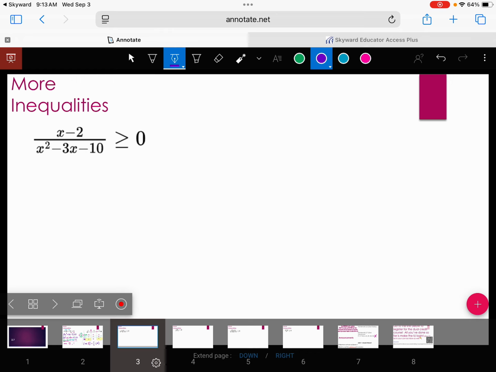But we're going to approach them 100% the same way. We need to know factors so that we can find zeros so that we can make a positivity table. So here we have (x - 2) over (x squared - 3x - 10), and we want to know when that rational expression is greater than or equal to 0.